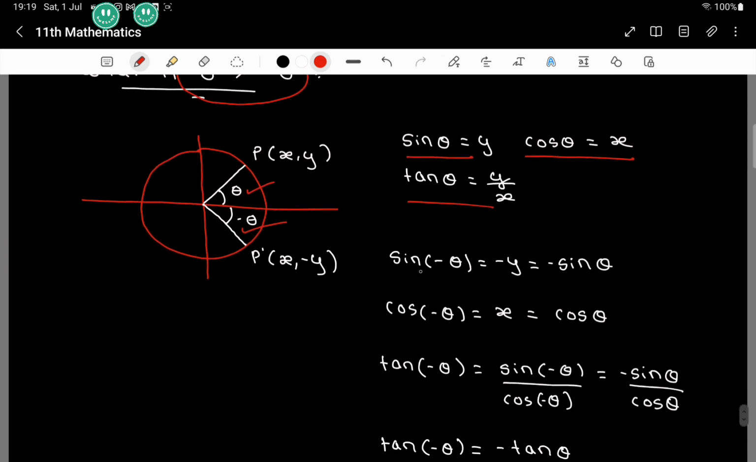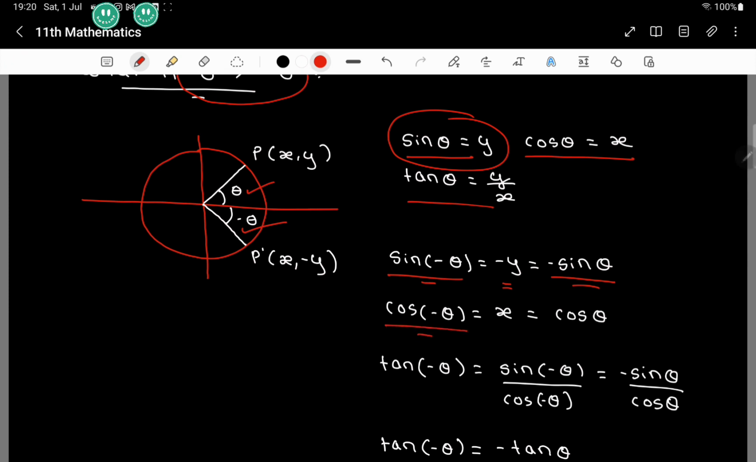Okay. So now, similarly, if you are finding out the sine, cos, tan trigonometric functions for minus theta, they will be as follows. So, sine of minus theta. For minus theta, the y coordinate is nothing but minus y. And we know y is nothing but sine theta. So it is minus sine theta. So, sine of minus theta is nothing but minus sine theta.